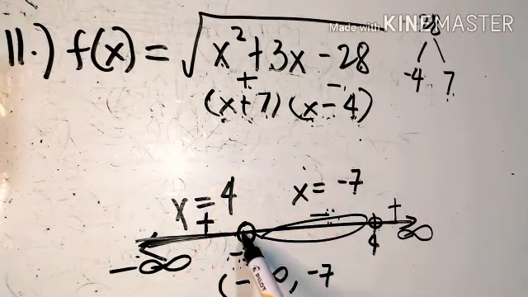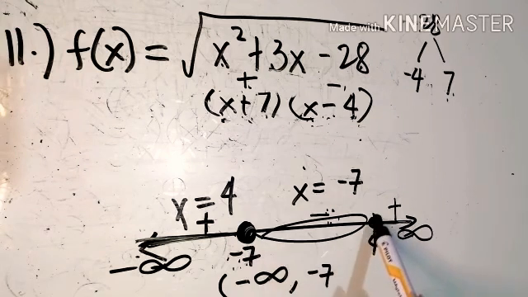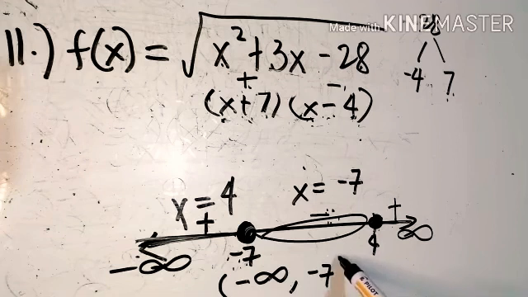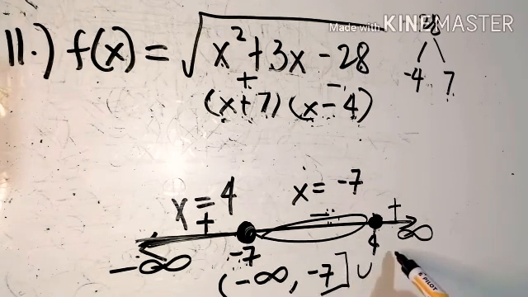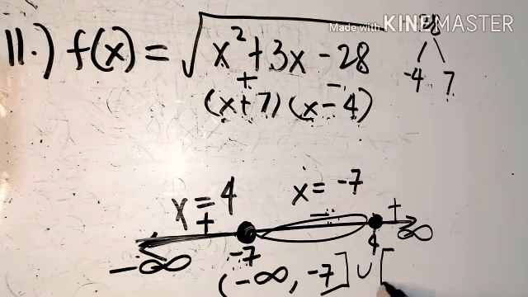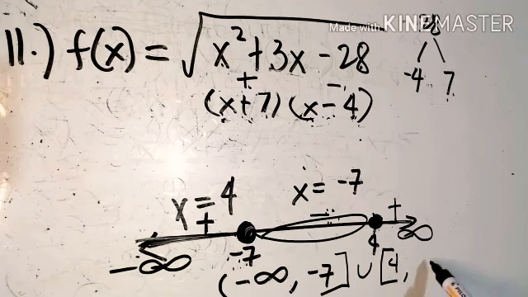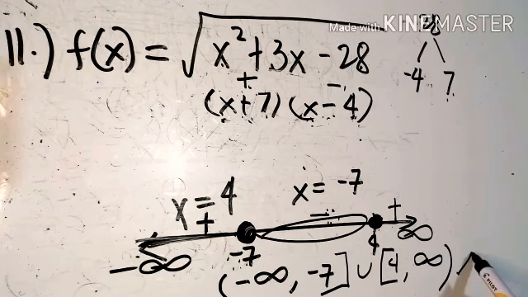So, anong mangyayari? Isi-shade natin siya, yung circle. Kasi included si negative 7 and 4. Ano yung sign natin? That is bracket sign. Kapag included, bracket sign yung gagamitin. Ganun din sa 4, included siya. So, bracket sign. 4, positive infinity. Kasi nga, pwede ang mga positive integers.